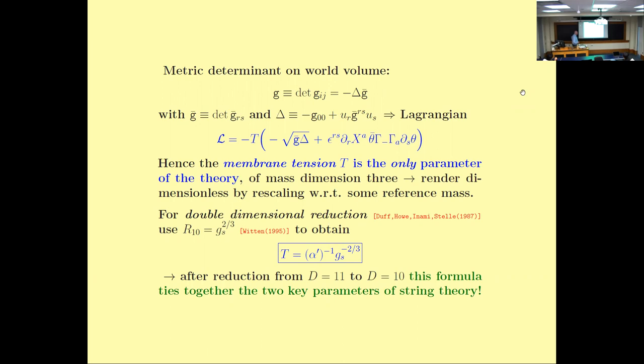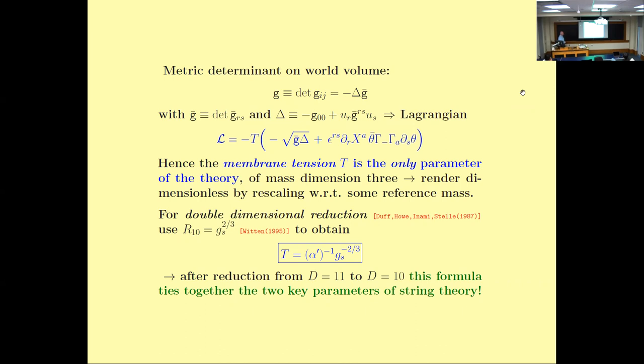Now, it's another result from 35 years ago by Duff, Howe, Inami, and Stelle, that you can reobtain the superstring from the supermembrane by a procedure called double dimensional reduction. What it means is that we have two spatial membrane coordinates, and what you do is you identify the 11th target space coordinate with the second membrane coordinate. And you also do something with the fermions.